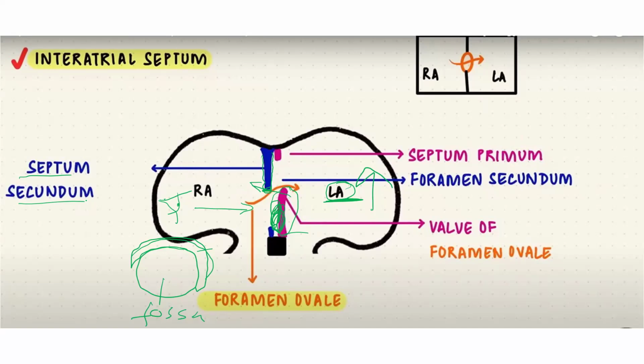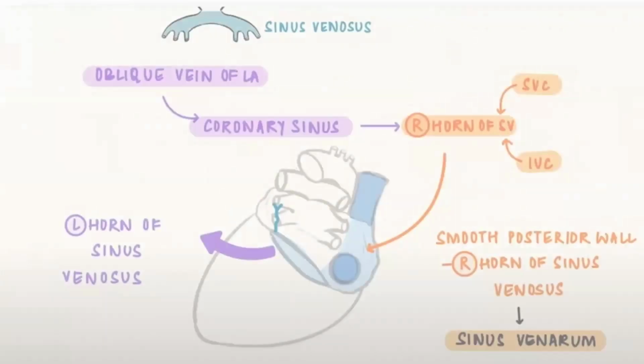Conus arteriosus and conus cordis are not the same thing. Conus arteriosus is a derivative of conus cordis on the right side. On the left side, it's aortic vestibule. I think I have emphasized on that.